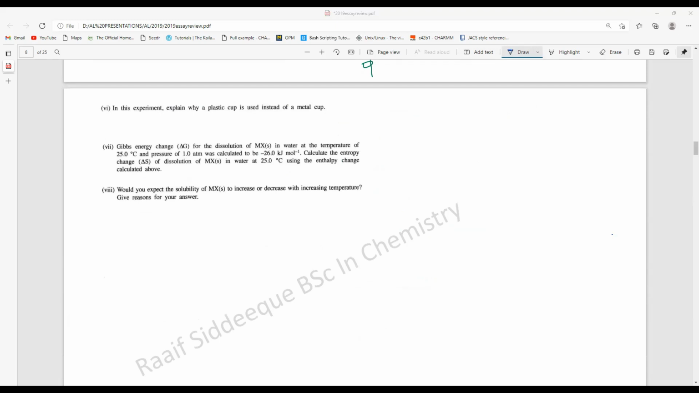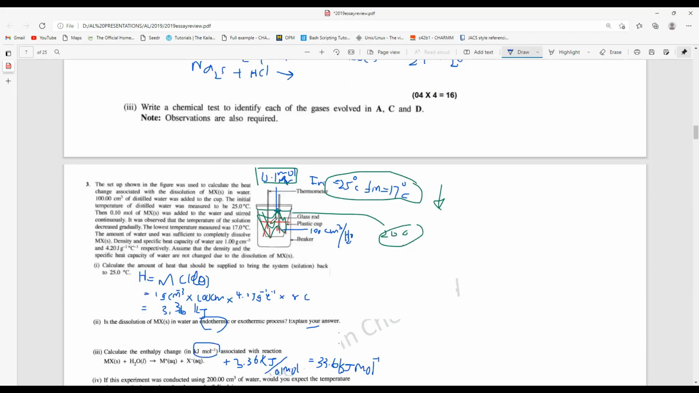So when the temperature is decreased, what would happen? Metal conducts heat from the surrounding. So that is what normally is going to happen. So we have to use a cup which has the conductivity very minimum here. That is why they have used a plastic cup.